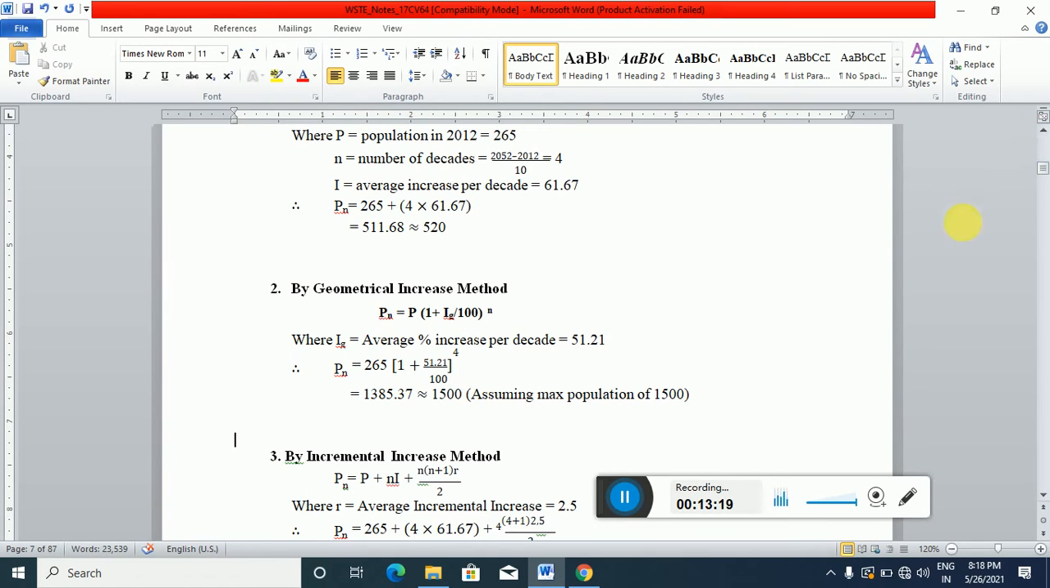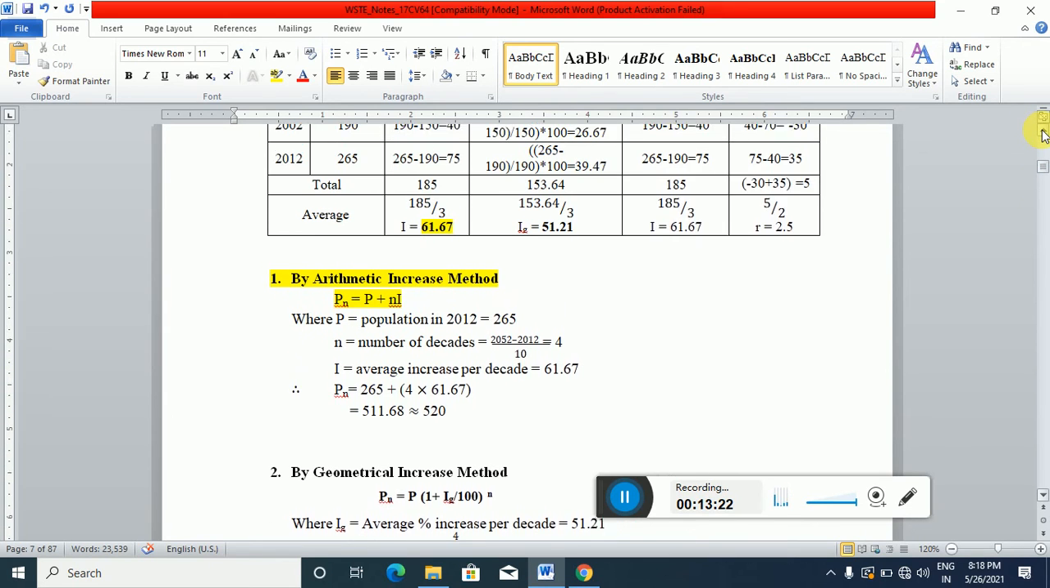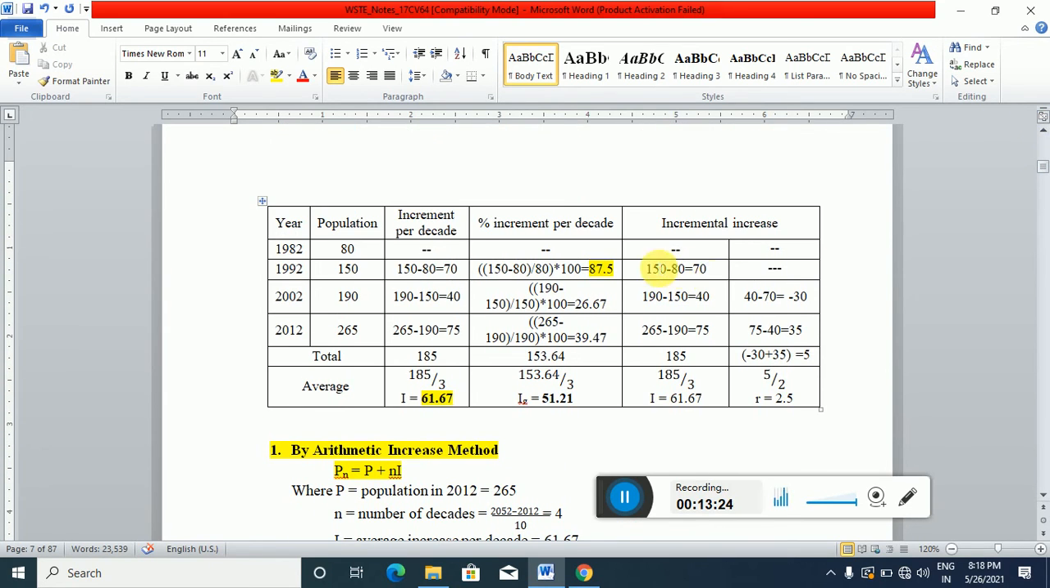Okay, so now we have the last method, that is the estimation of the population by the incremental increase method. Here we have to find out the average incremental increase for each year. For this there won't be any value for the first year. So for now you concentrate on these 2 columns. To calculate the incremental increase for each decade, similar to the incremental increase we estimated in the arithmetic increase method, we will calculate here.